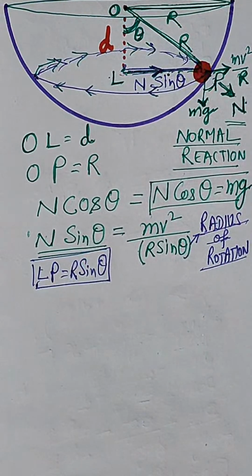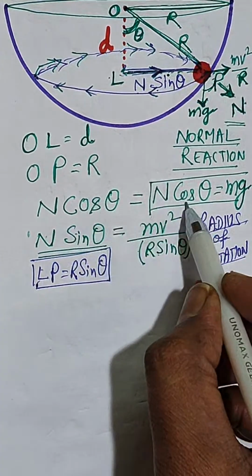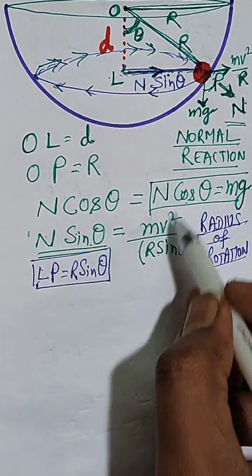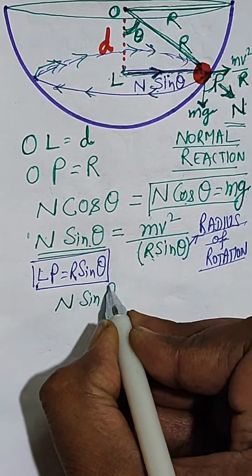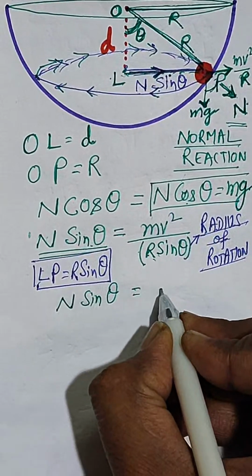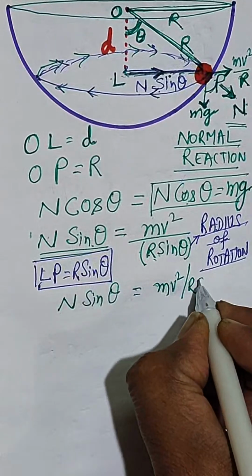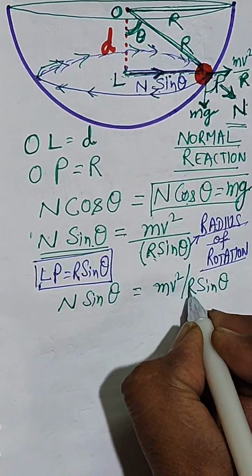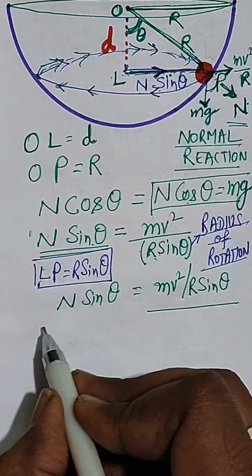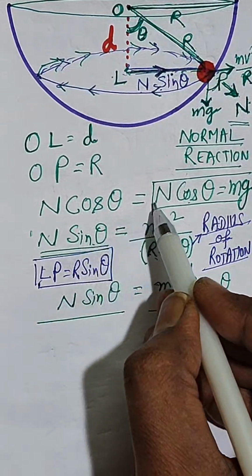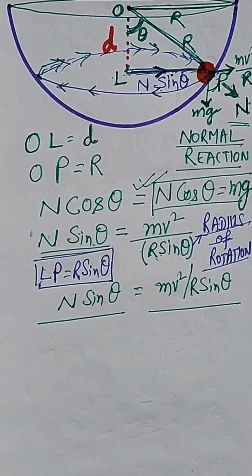Now from both the equations, if you divide them, then we can write N sin theta equal to mv square by r sin theta, right? Divided by, if you divide the LHS with this component, equation number 1, then what will we get?